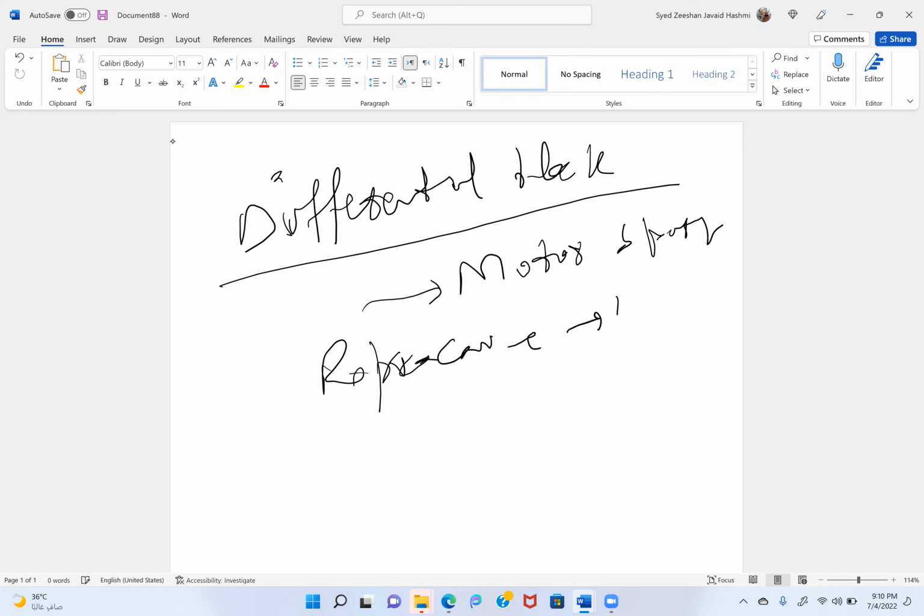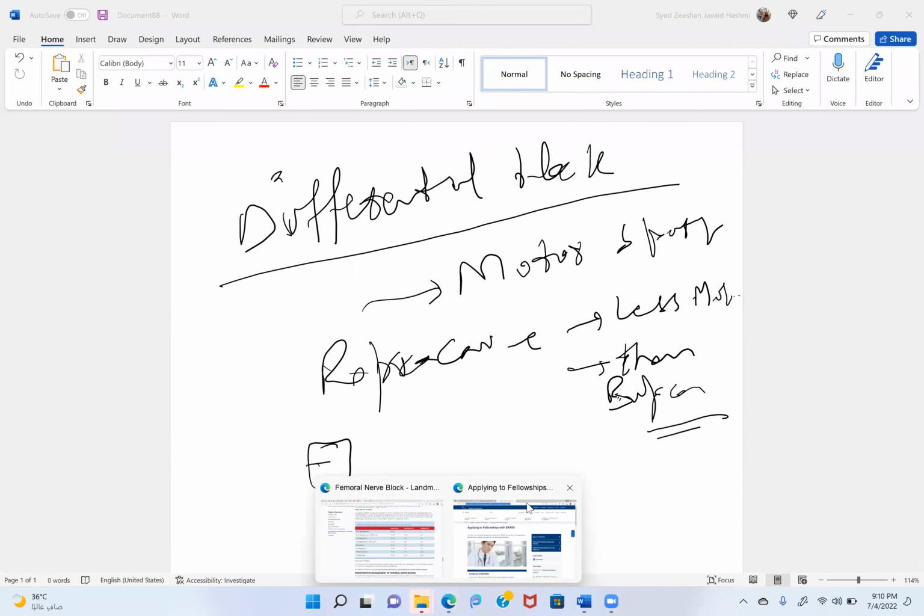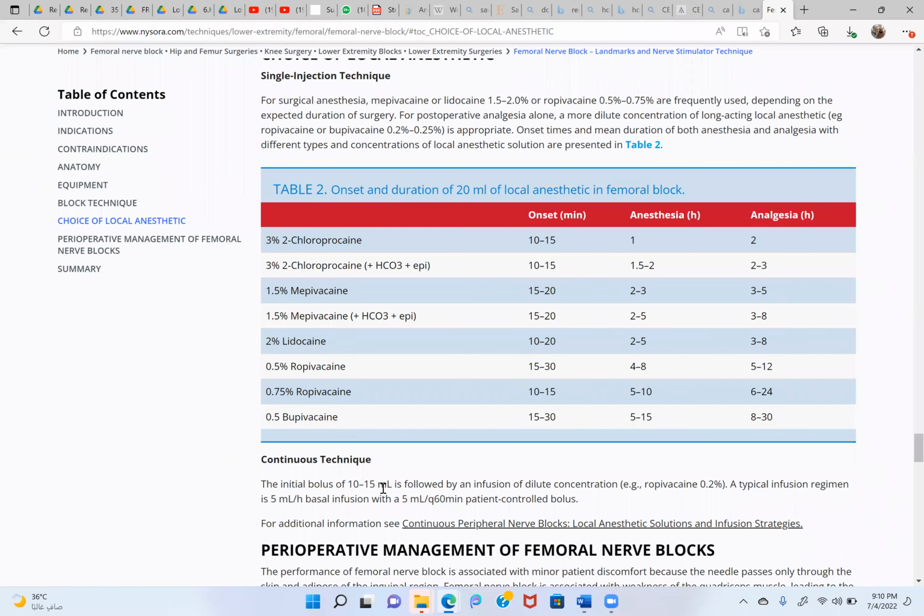Ropivacaine causes less motor blockade than bupivacaine. This is because motor nerves are bigger. And the reason for it is that you can give a relatively higher dose but at low concentration, so you can spare the motor blockade.